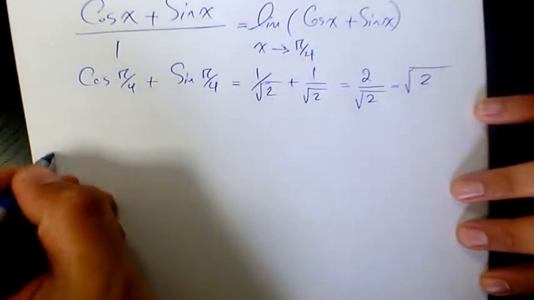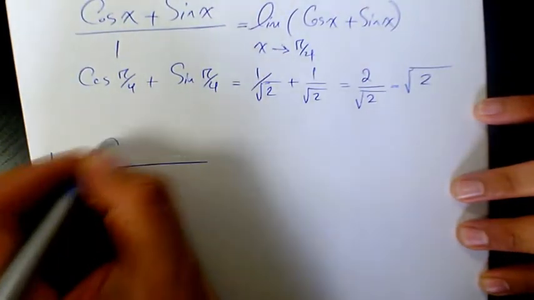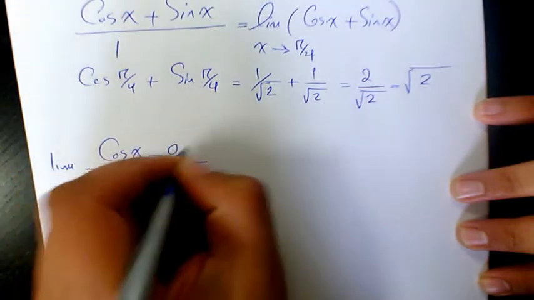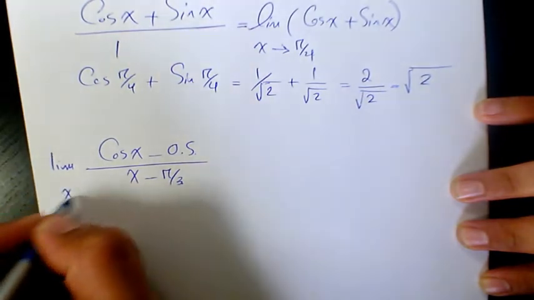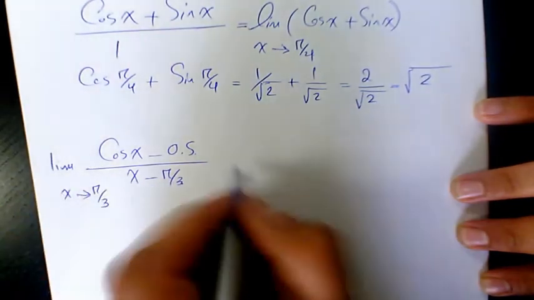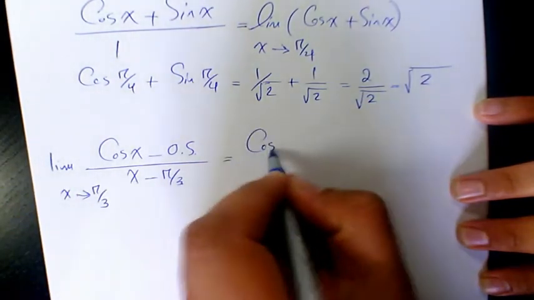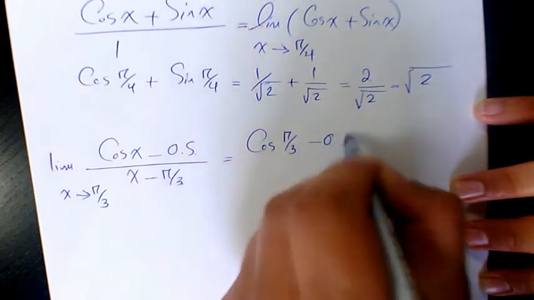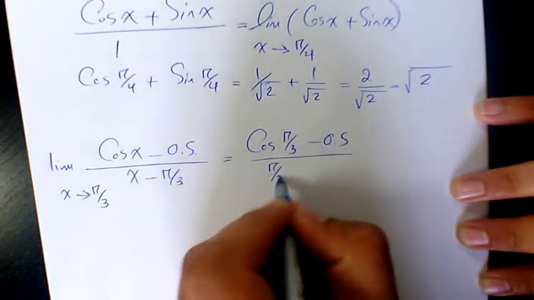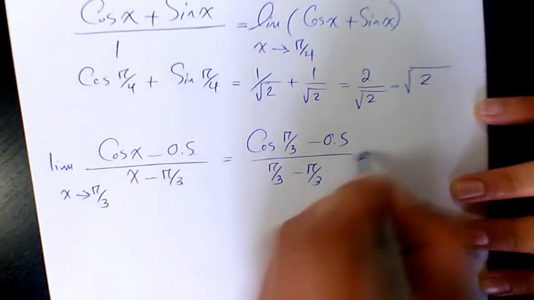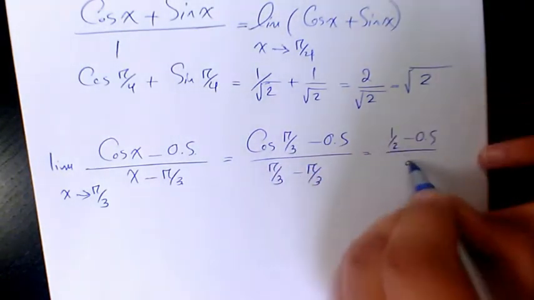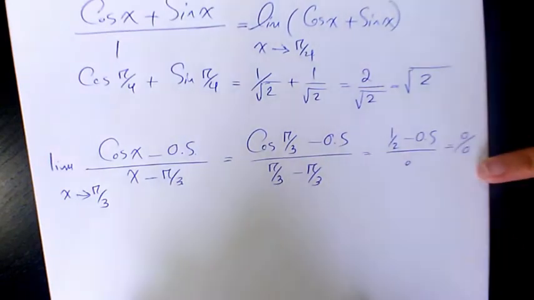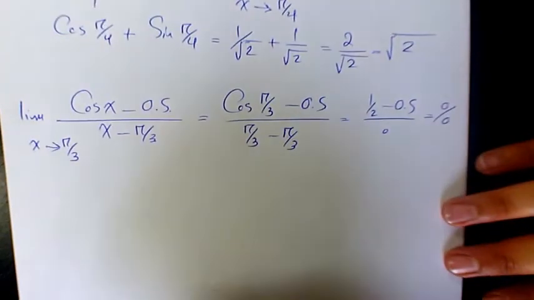Let's see another example. Limit of cosine x minus 0.5 over x minus pi over 3 when x is approaching pi over 3. So that's going to be cosine pi over 3 minus half over pi over 3 minus pi over 3. Cosine pi over 3 is 1 over 2 or half, minus half divided by 0 is going to be 0 over 0. So we are able to use the L'Hopital's rule.